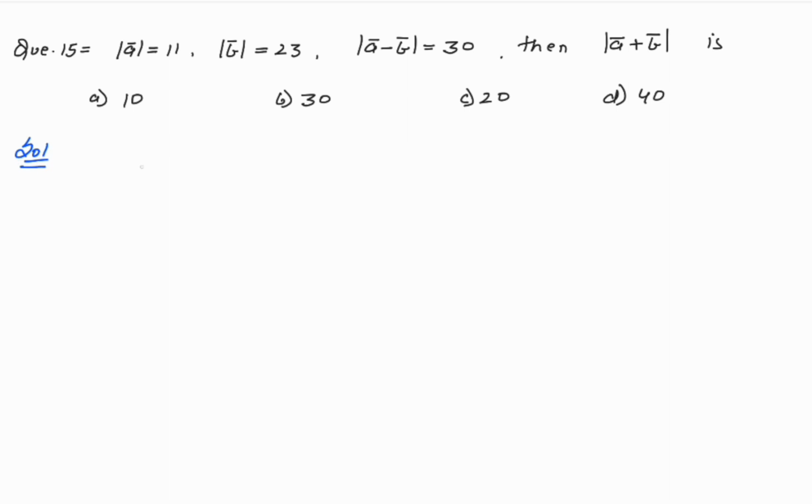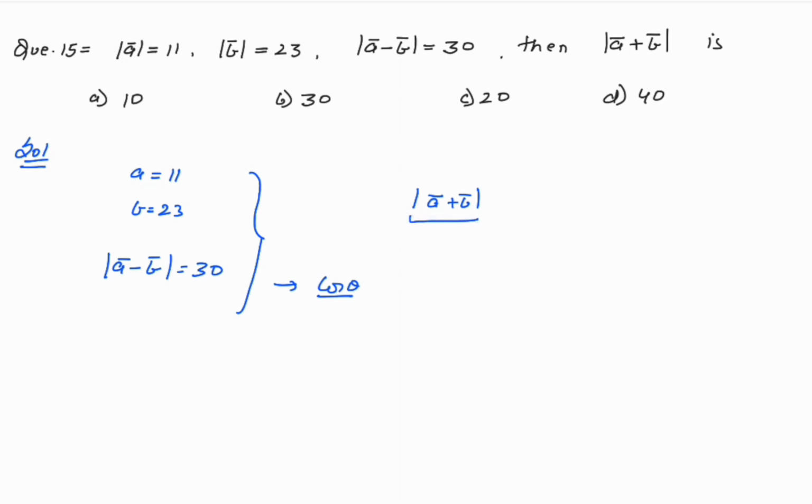Question number 15. Here, the magnitude of vector A is given as 11. The magnitude of vector B is given as 23. And it is given that the magnitude of vector A minus vector B is equal to 30. And it is asked to calculate the magnitude of vector A plus vector B. Okay, from the given data, you can calculate cos theta. Then we will be able to calculate this now.